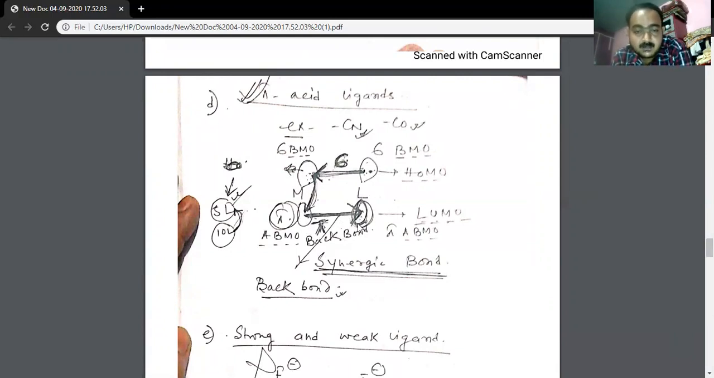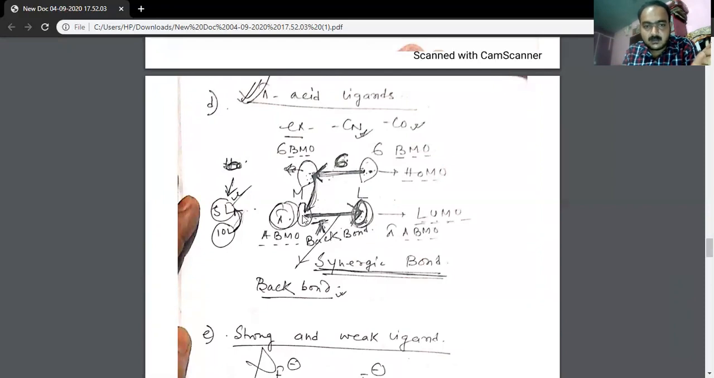I'm saying again, what is a synergic bond? The ligands first donate the electron to the metal atom, and the metals are generally electropositive, so the metal is not wanting to take the electron, it is wanting to release the electron. So it transfers the electron to the pi ABMO and then transfers it to the ligand. Now two bonds are formed. Sigma to sigma transfer is called a sigma bond, and pi to pi transfer is known as a pi bond. This is known as the synergic bond.